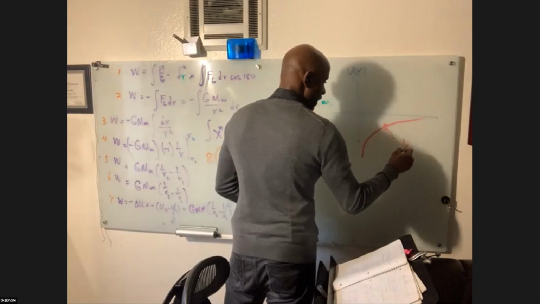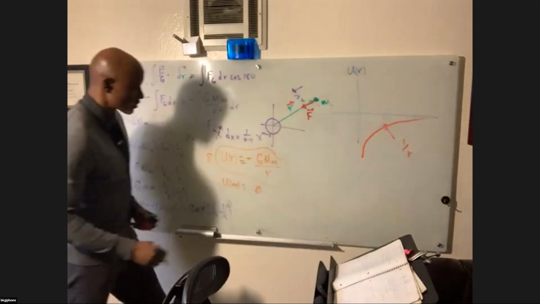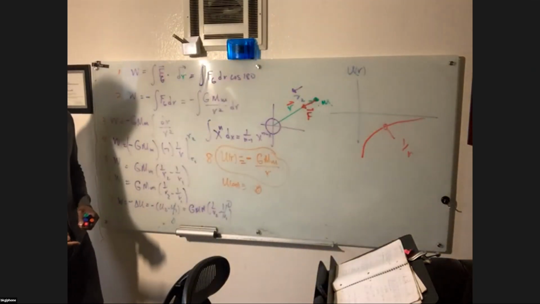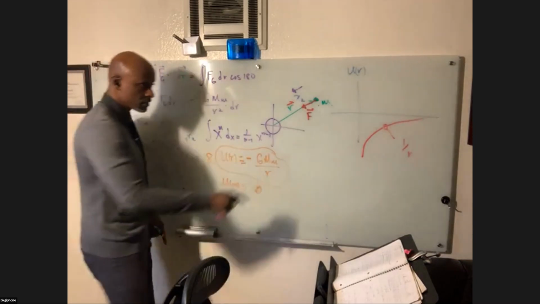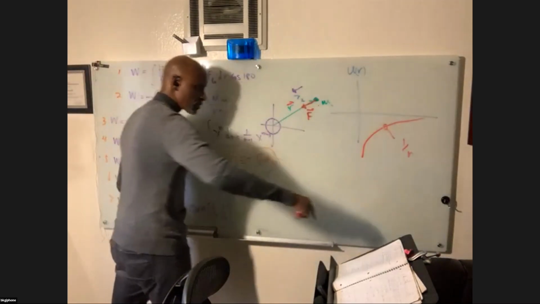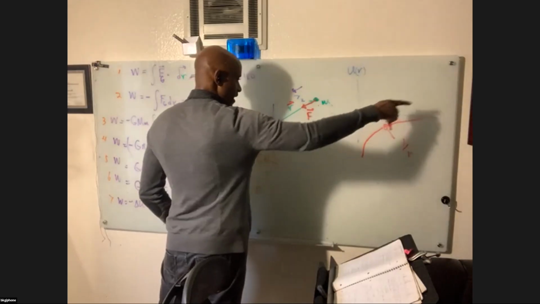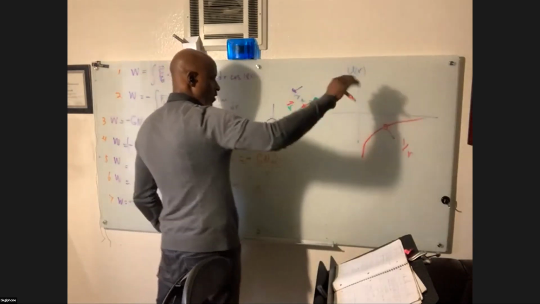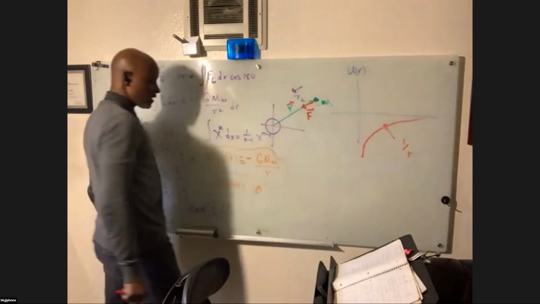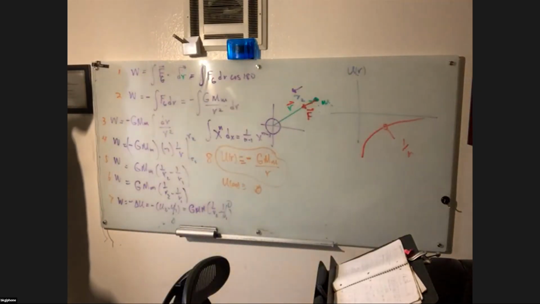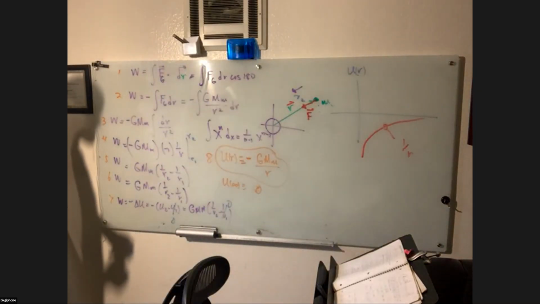So two significant things about it. It's not like the force. The force goes as 1 over r squared. So it goes as 1 over r, which is this curve, and it's negative. So it starts out at negative infinity and goes to positive, goes to zero as r goes to positive infinity. That's characteristic of a potential energy function.